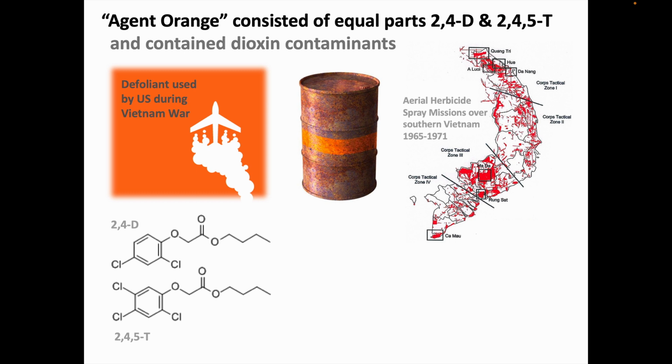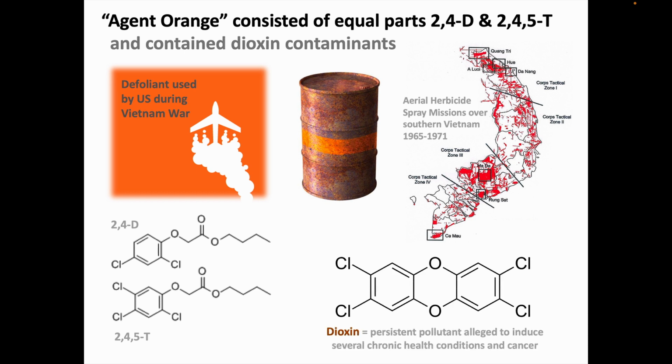Since Agent Orange is a defoliant, it will cause loss of leaves, making it easier to locate opposing forces, decreasing the ability to hide in the jungle or among other plant life. And if there was only 2,4-D and 2,4,5-T in Agent Orange, there might not be such a major ongoing problem. But Agent Orange was contaminated with dioxin, which is a very environmentally persistent pollutant, which is alleged to induce a number of chronic health conditions and maybe cancer.